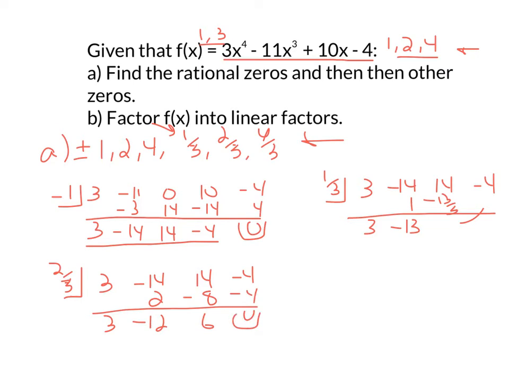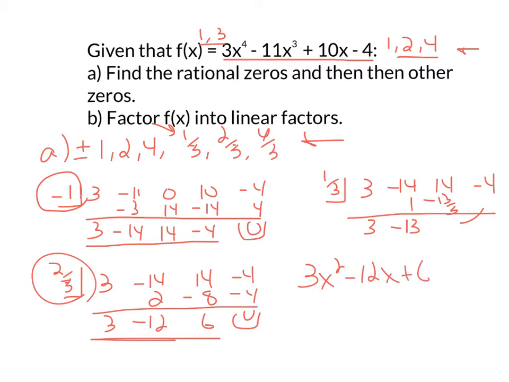All right, so what that does, that leaves me these 3 numbers now. Here's what I know. I know that's a 0. I know that's a 0. What that leaves me with is a 3x squared minus 12x plus 6.